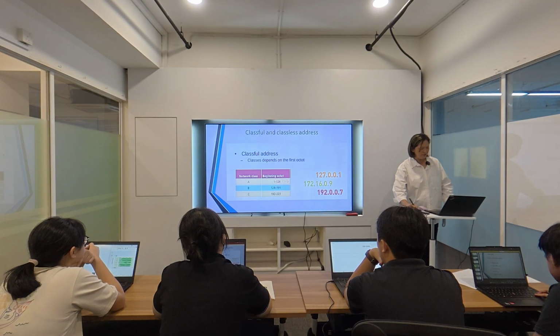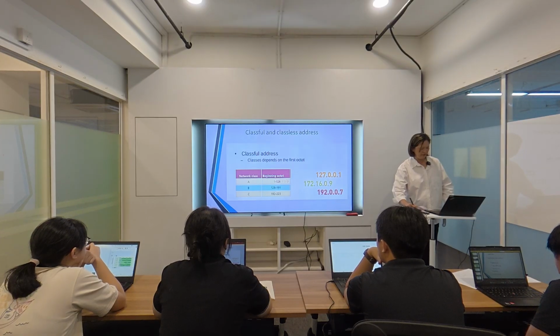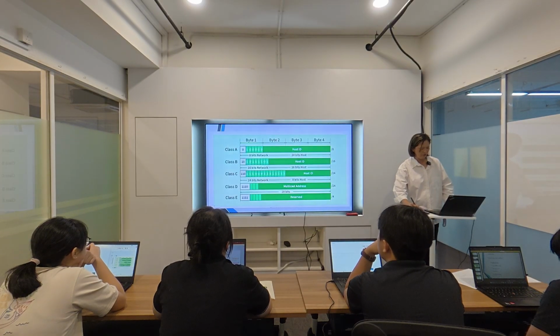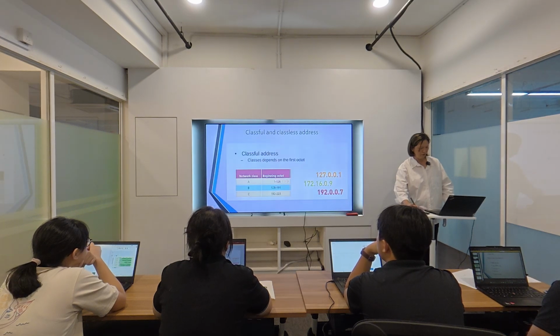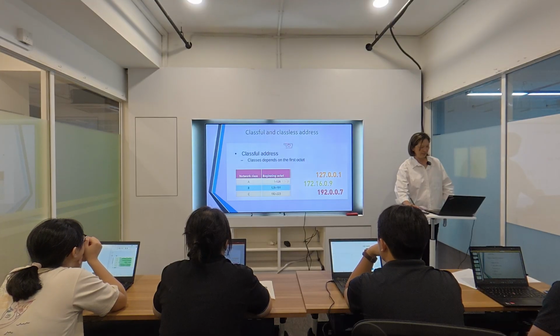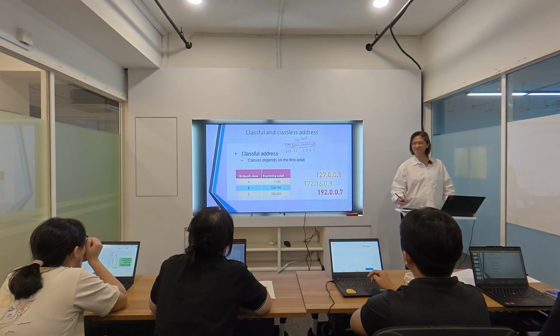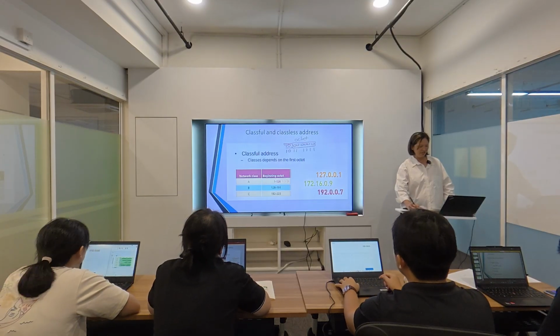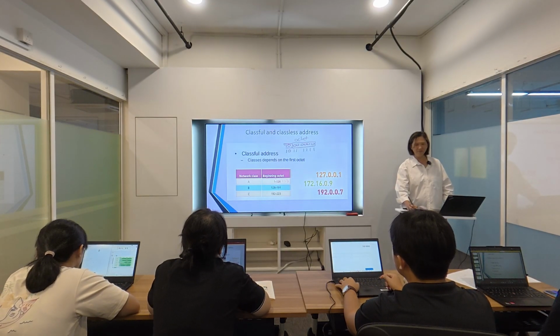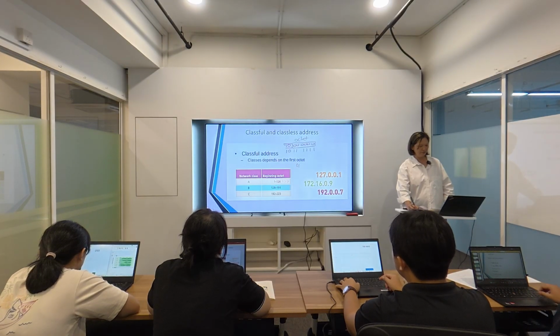Now, class B, if you look at the slide, has to start with 1, 0, the first 2 bits. We know that it is 8 bits, so if you complete the 8 bits, the first octet goes from 10000000 to 10111111. Using the calculator, you get the range 128 to 191. And then the last one would be 110.